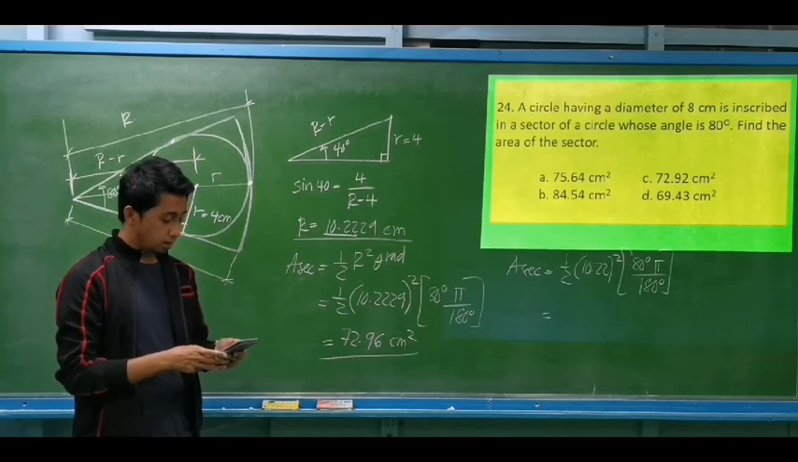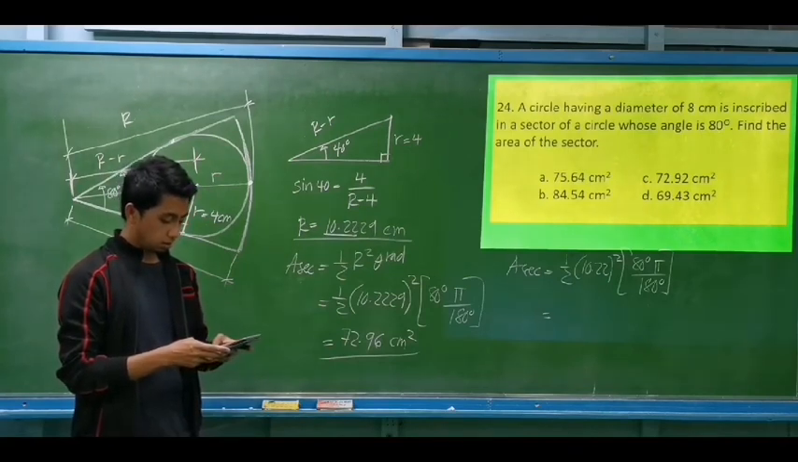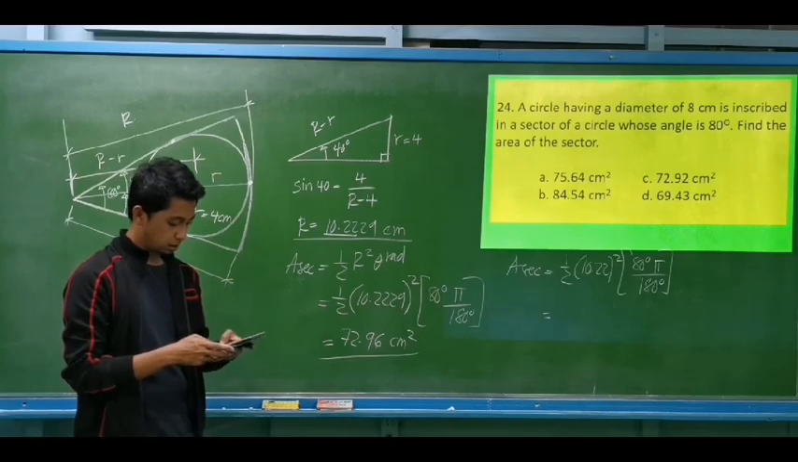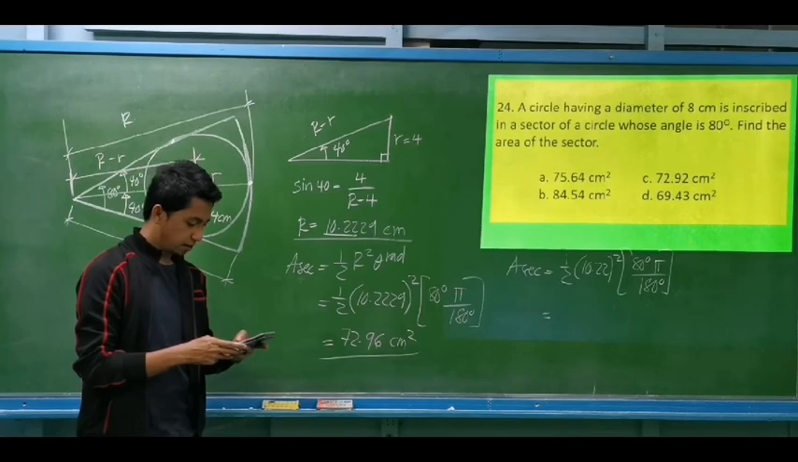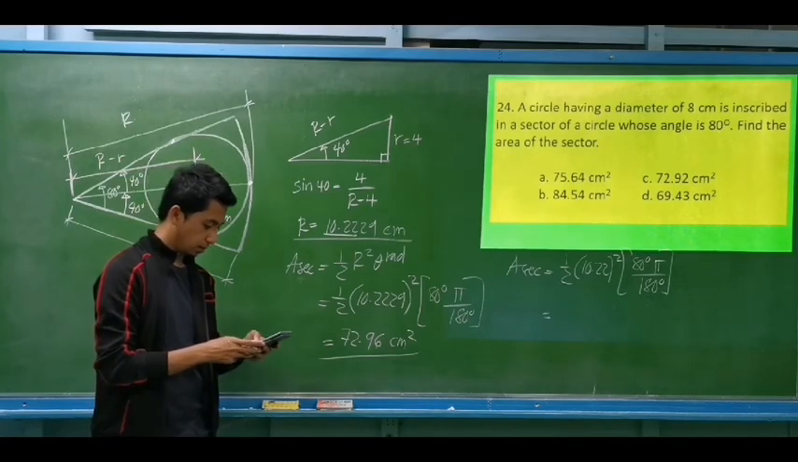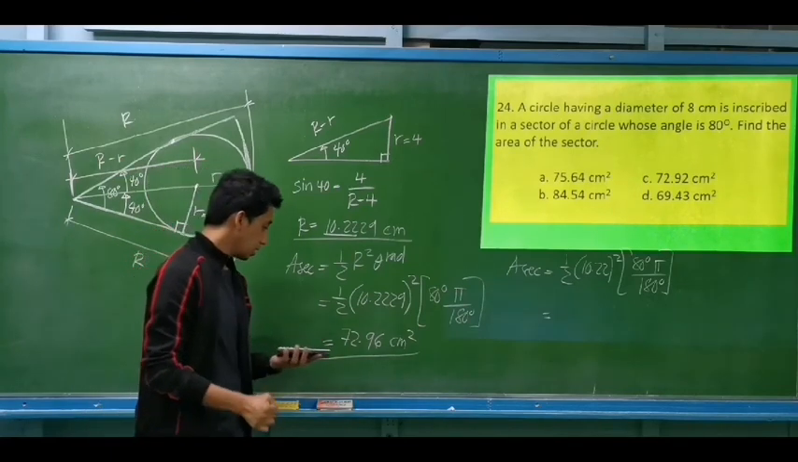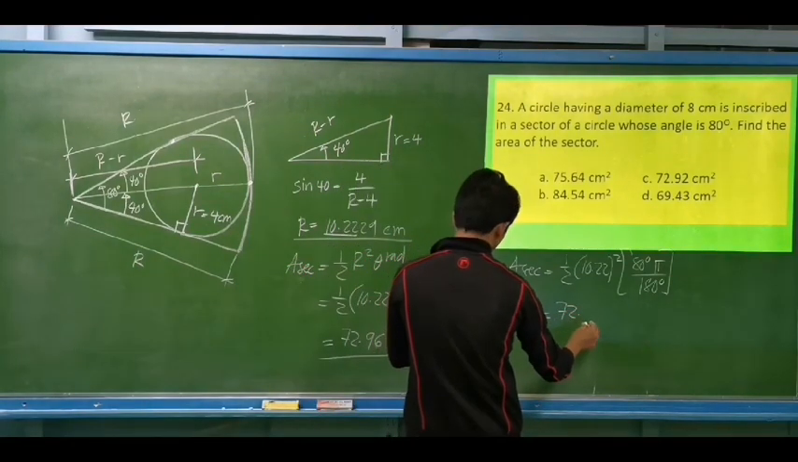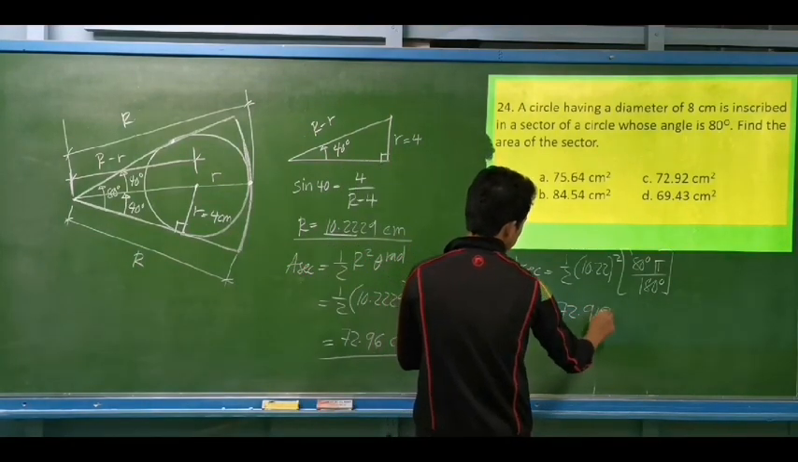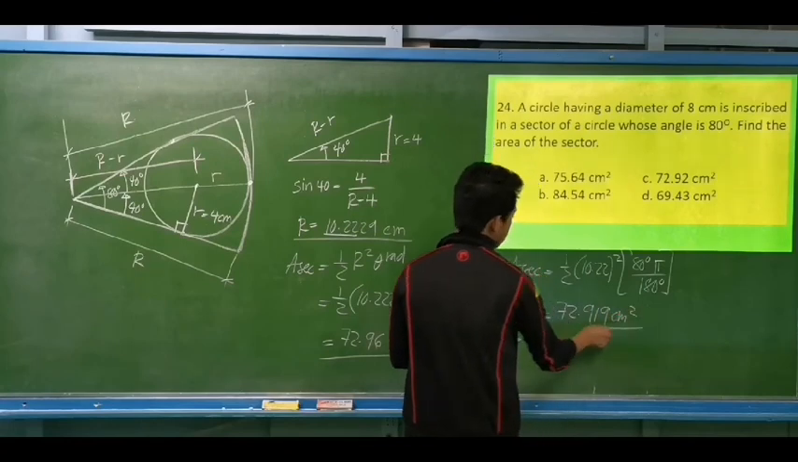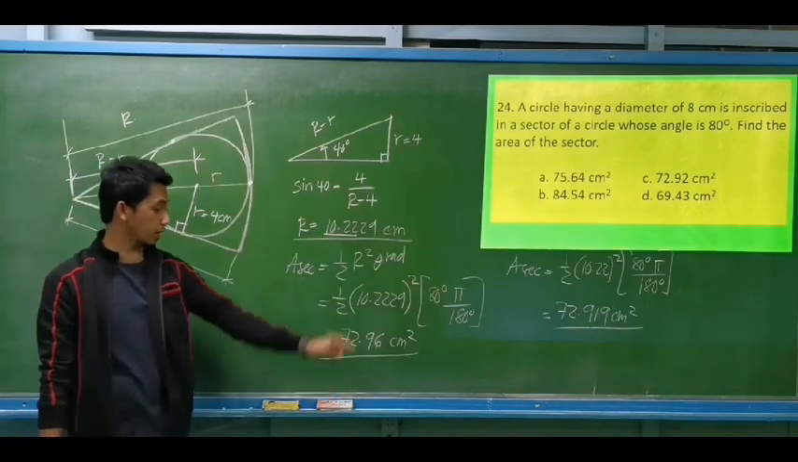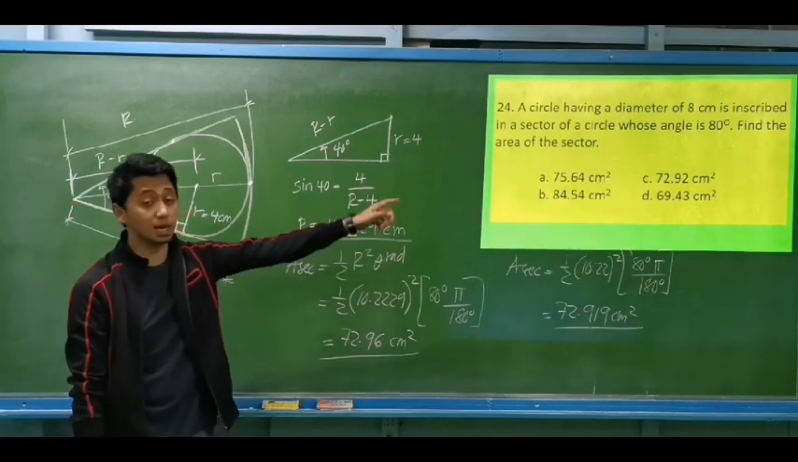10.22 squared times 0.5, times 80, shift pi, over 180. Okay, so with 2 decimal places, what comes out is 72.919 square centimeters. So more likely, only 2 decimal places were used. But our answer, the closest anyway is letter C.